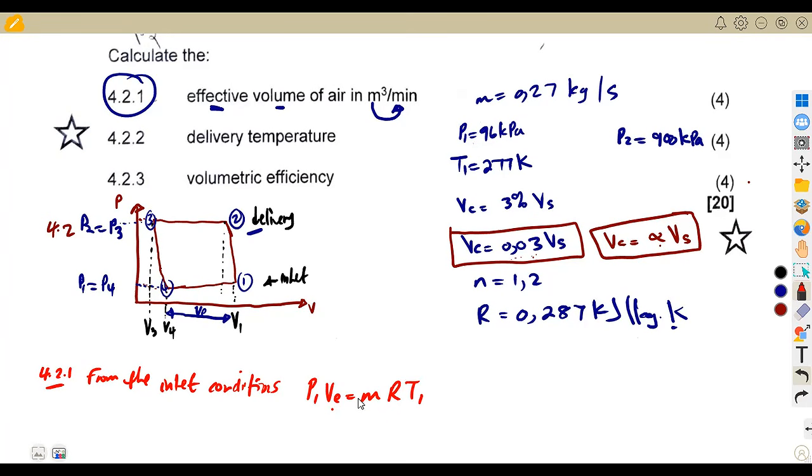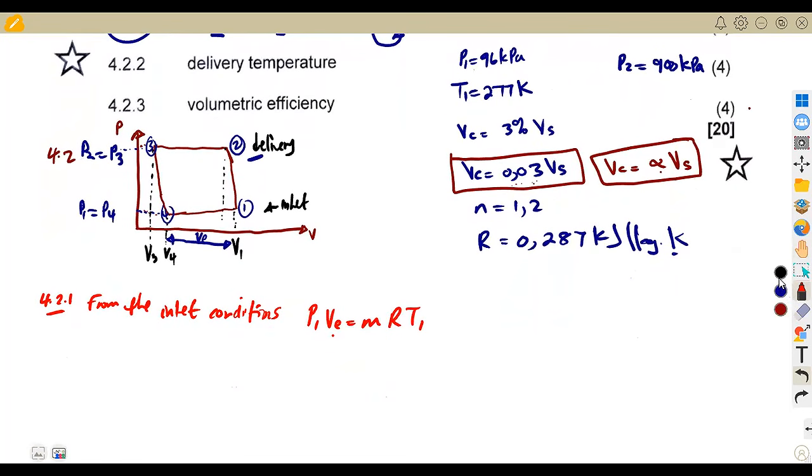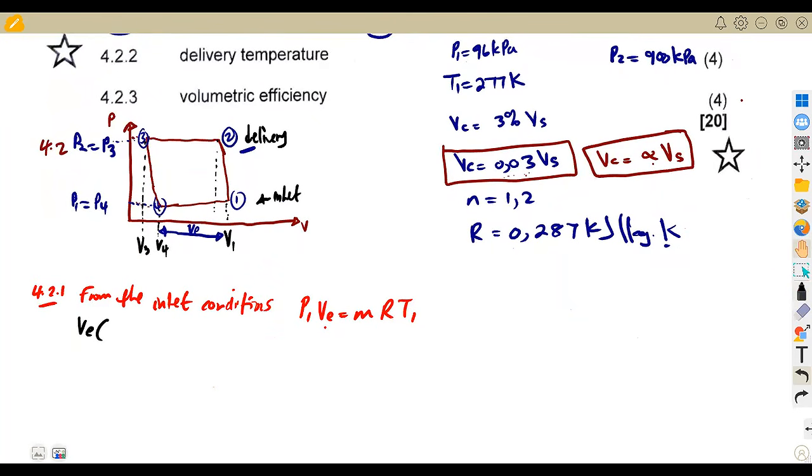So if we are to use the information that we're given, I want us to make VE the subject. Take note of what we are given in terms of the units. They want us to calculate the effective volume in cubic meters per minute. Take note, this is the instruction they gave us. So let us make VE the subject. We divide by P1, and VE is going to be equal to MRT1 over P1. That is what we are going to have at the end.